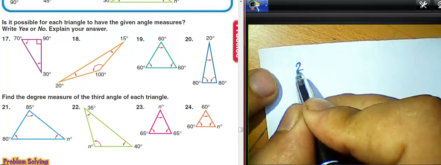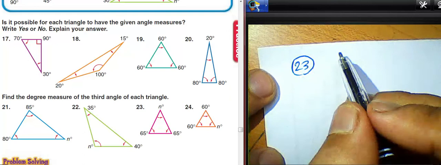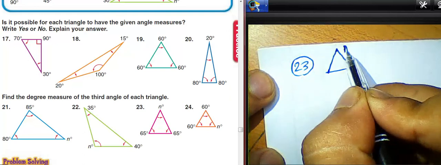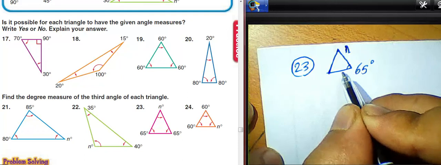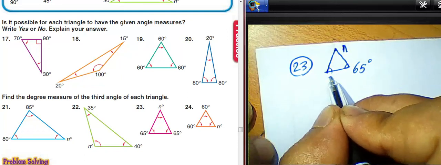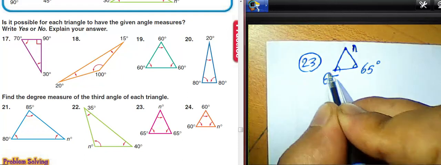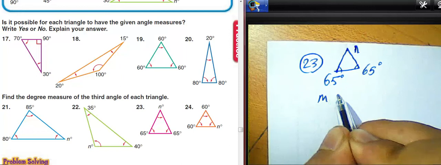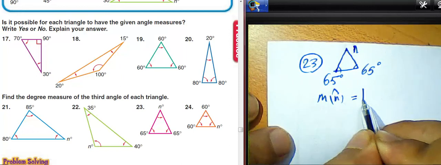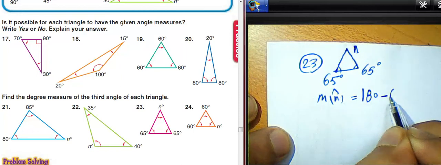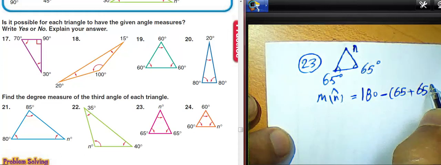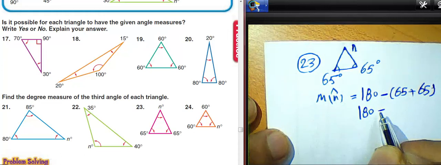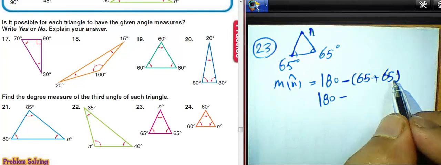Question 23. We have a triangle here, n, with a 65 degree angle here and this angle also 65. The measure of angle n equals 180 minus (65 plus 65). The sum of them: 5 plus 5 equals 10.